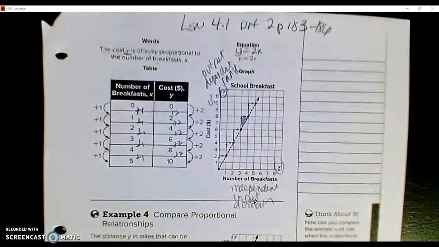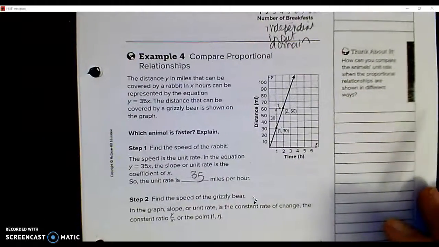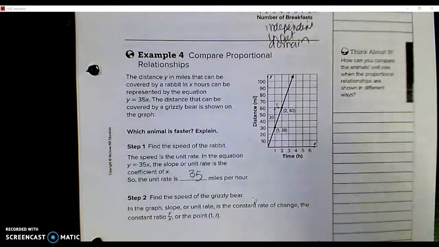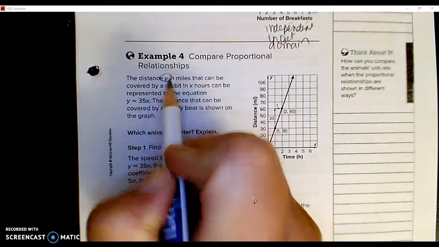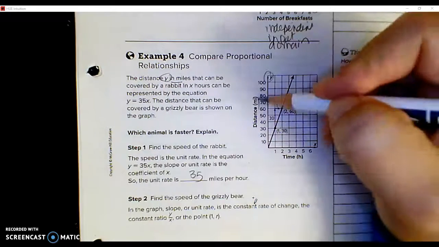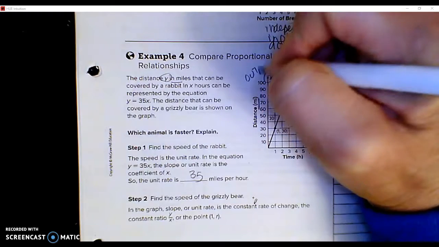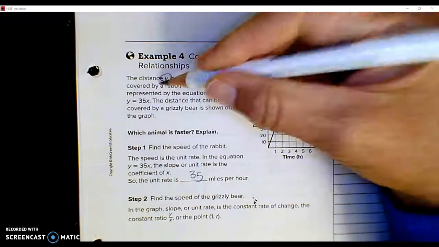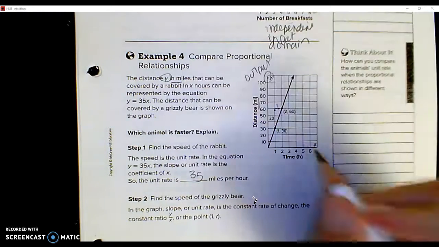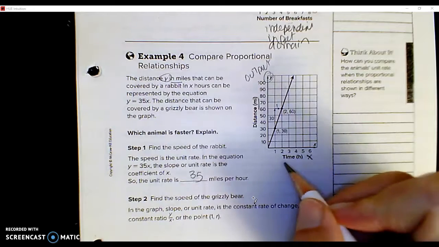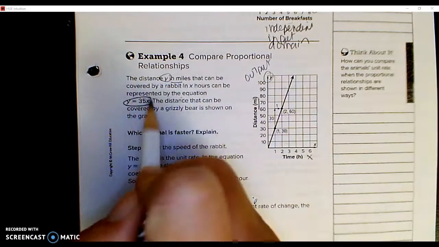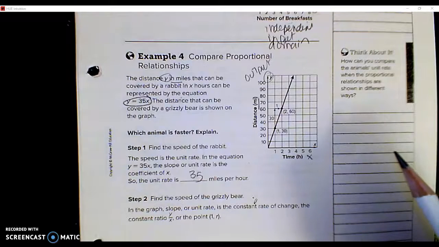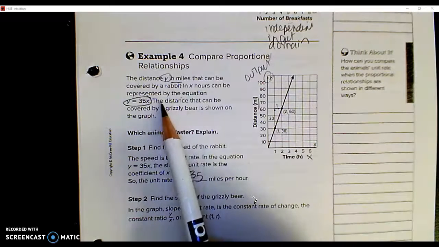Okay, so going on to example 4 now. We're going to compare relationships. You have to compare all the different pieces. So the distance y in miles, that's our output, that can be covered by a rabbit running fast. In input, this is our rabbit, can be represented by the equation y equals 35x. Maybe it's 35 miles per hour. I don't know. That seems very fast for a rabbit.